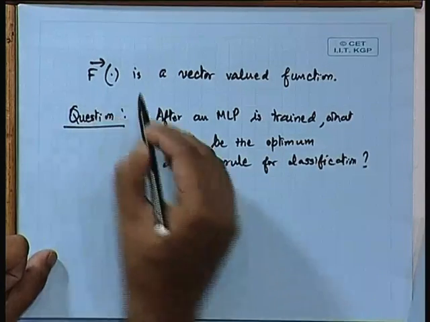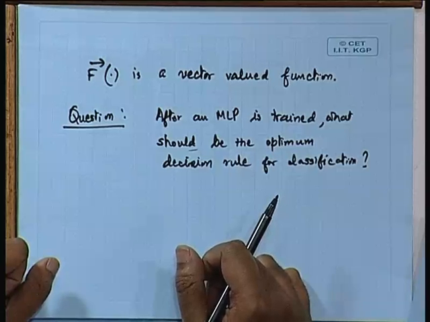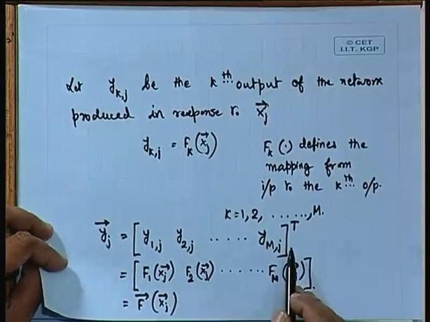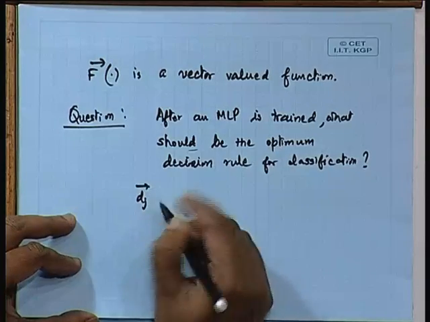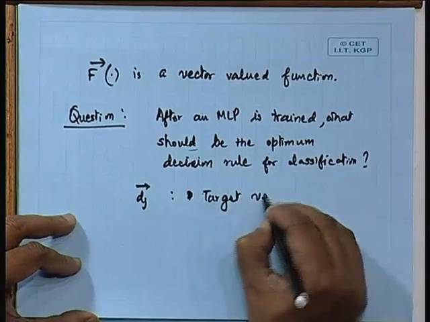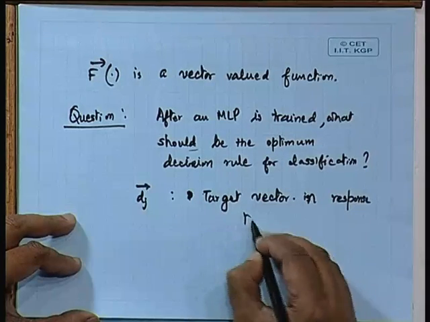Now, this f, which is a vector valued function, is definitely a continuous function, because after all what we are trying to do is, just like the way we have defined an output vector, there will be a desired response vector also. Is it correct? Because we have m different outputs. So, for each of these m outputs, we should expect something at the output. So, there should be an expected output for that. So, we should have a d_j vector that describes the decision or the target vector. So, d_j is the target vector in response to x_j.